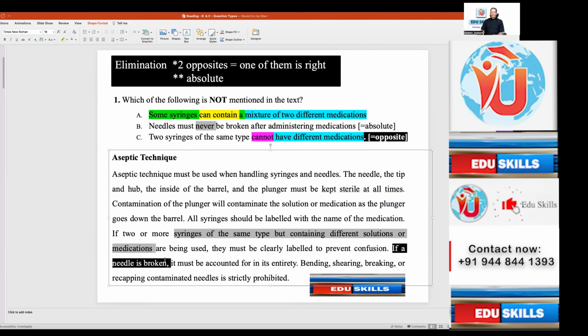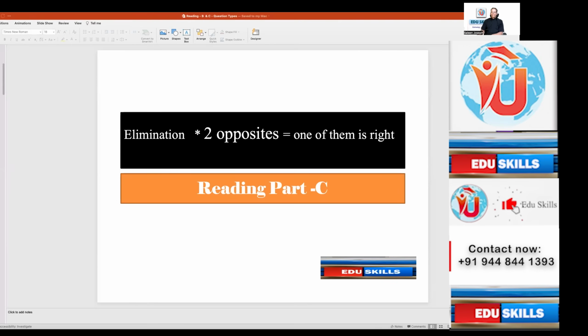It is here: if a needle is broken, never be broken. It says needles must never be broken. But here it says, if a needle is broken, what is to be done? So it already says it can be broken. So it is never; the absolute is there. Even otherwise, you can go into the text and identify that. Hope that is clear.